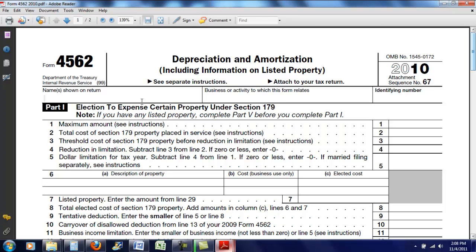Now we're going to fill out a 4562 for the computer. So here's our 4562. We purchased a laptop. Her name is Cassandra Albright. Medical consulting. And we're referring to her social security number.